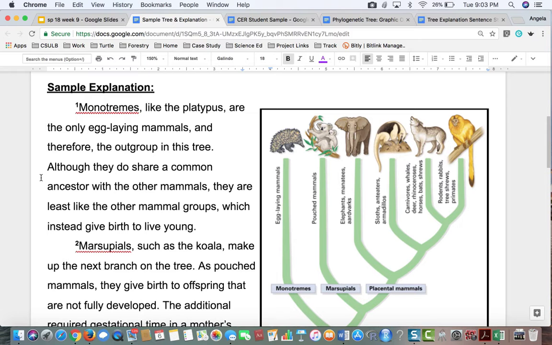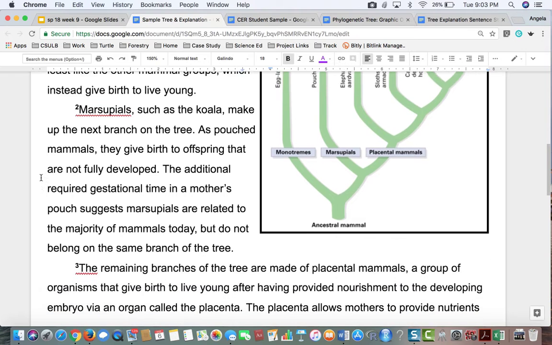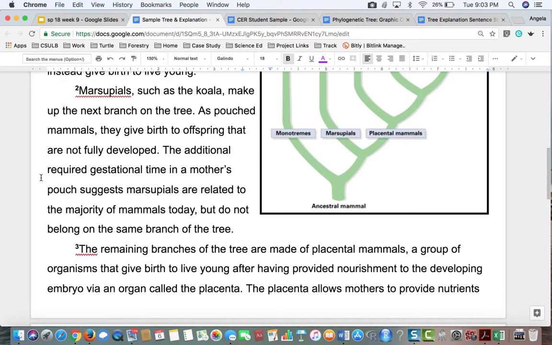It says, monotremes, like the platypus, are the only egg-laying mammals and therefore the outgroup in this tree. Although they do share a common ancestor with the other mammals, they are least like the other mammal groups, which instead give birth to live young. Marsupials, such as the koala, make up the next branch on the tree. As pouched mammals, they give birth to offspring that are not fully developed.